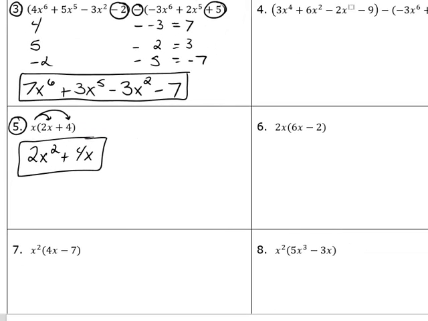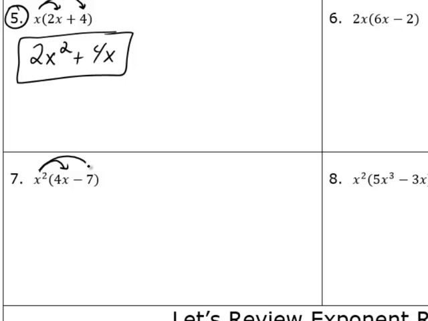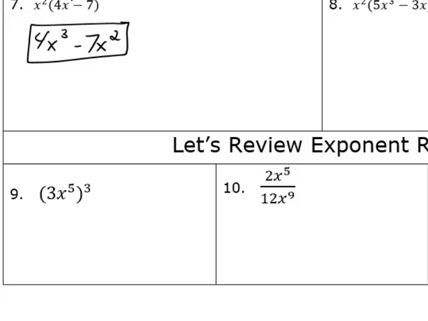Number 7. Again, we are distributing. Uh-oh, this time it's a little different. Haven't seen this before, but we're still just multiplying, guys. We have x squared times 4x. Remember, this is x to the 1 power. When you multiply, you add the exponents, right? So x squared times 4x is going to be 4 times x to the 2 plus 1, which is 3. And then x squared times negative 7 is negative 7x squared. That was easy.